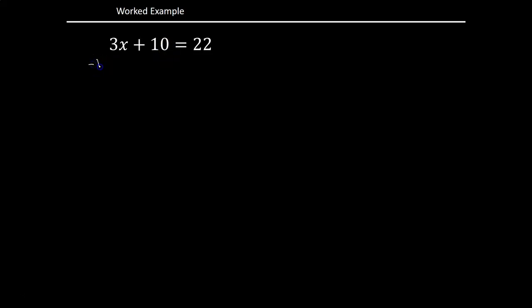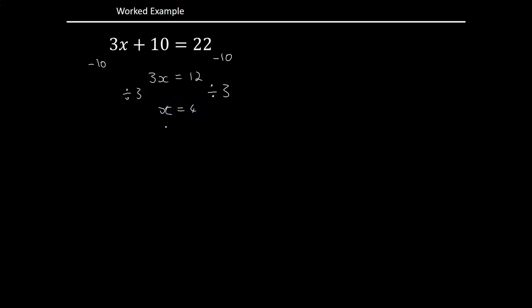So let's subtract 10. Because I'm doing it from my left-hand side, I do the same from my right-hand side. So I get 3x equals 12. Now my x is being multiplied by 3. The inverse of multiplied by 3 is divided by 3. Because I've done it to my left-hand side, I have to do it to my right-hand side. And I get x equals 4.